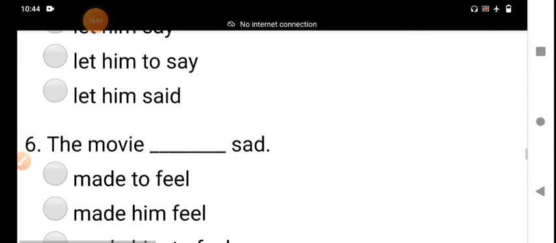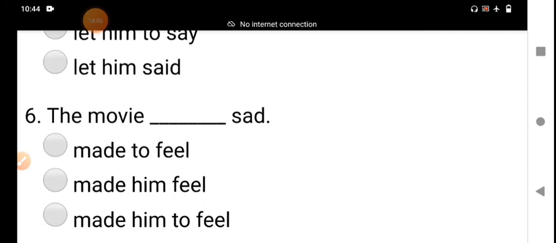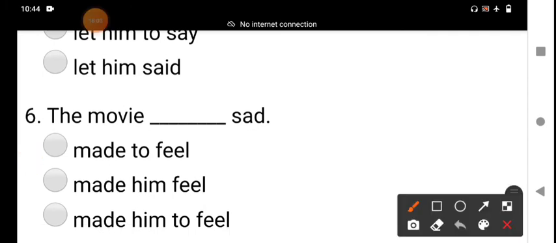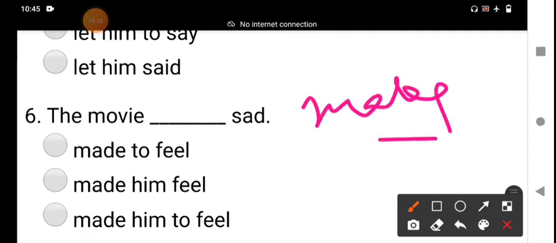The sixth one is the movie dash sad. Here, what is the causative verb? Make. When do you use make? Make is a causative verb. Please listen, make means to force or compel to do something.